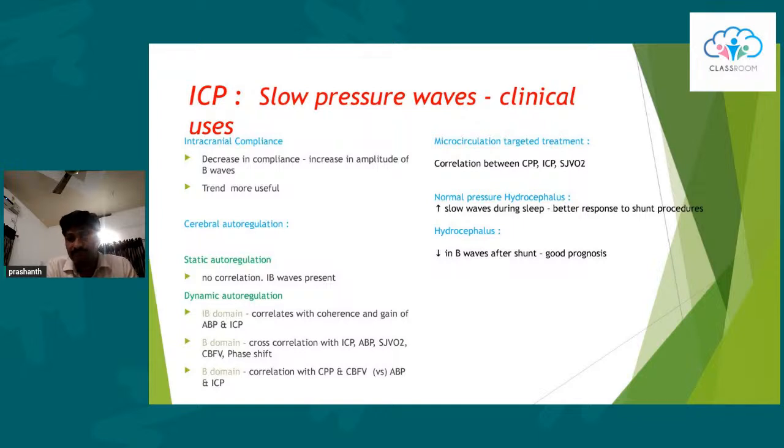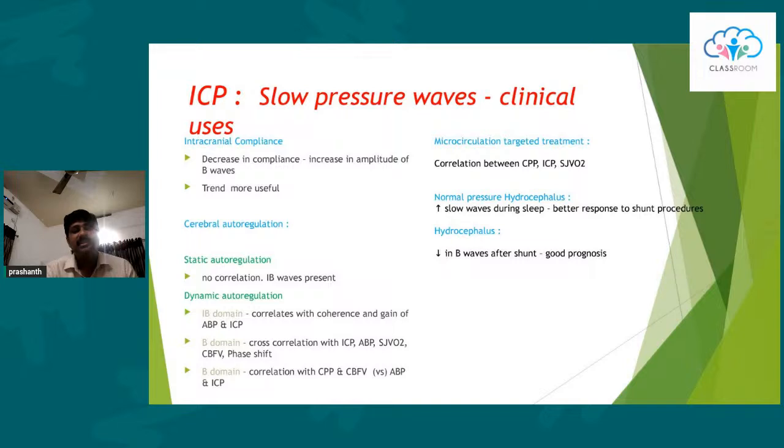monitoring scenario. And in prognostication in certain conditions like normal pressure hydrocephalus, where an increase in slow waves during sleep indicates a better response to a diversion procedure. Similarly, in hydrocephalus, post-procedure, if there's a decrease in the B wave amplitude, it indicates a good prognosis. And it may also be used in various researches where you're actually correlating it with static and dynamic autoregulation.